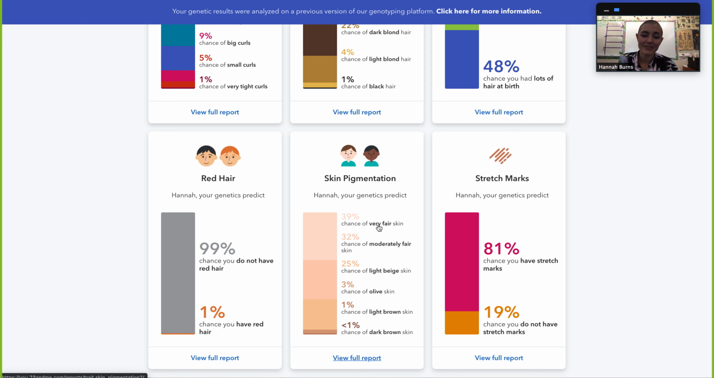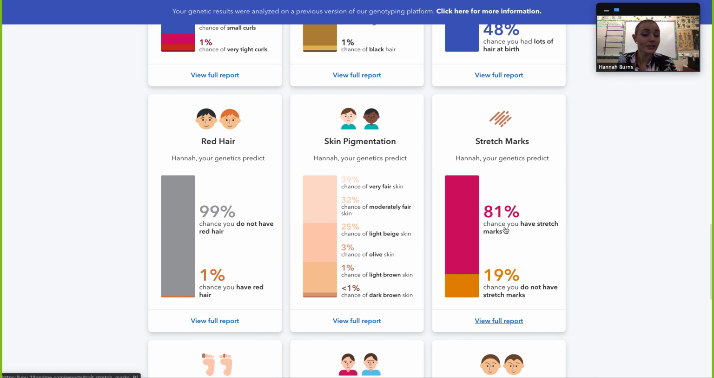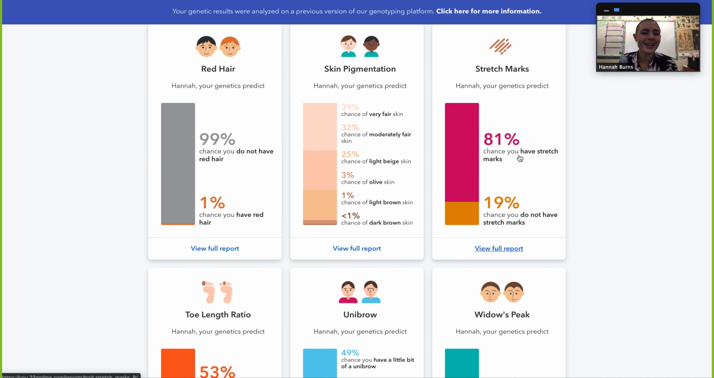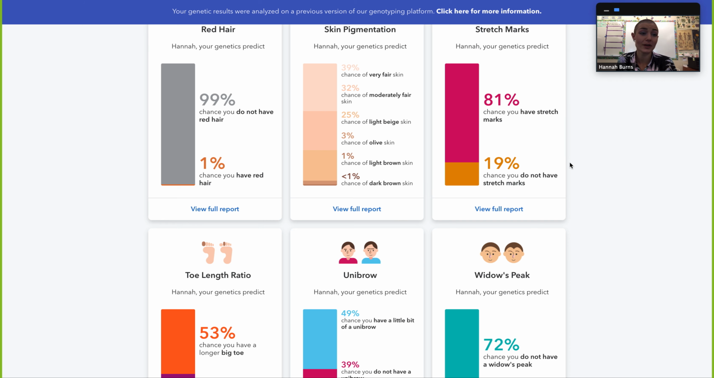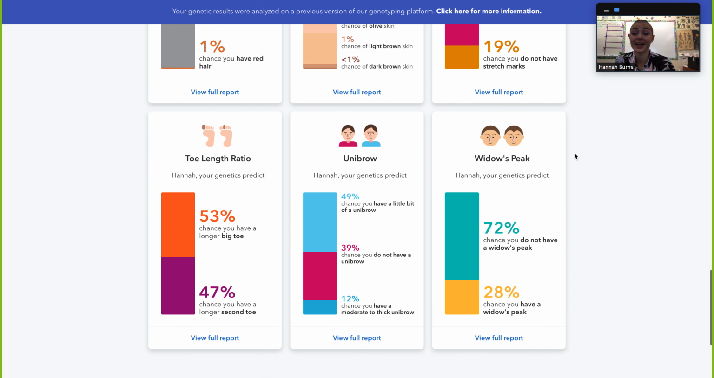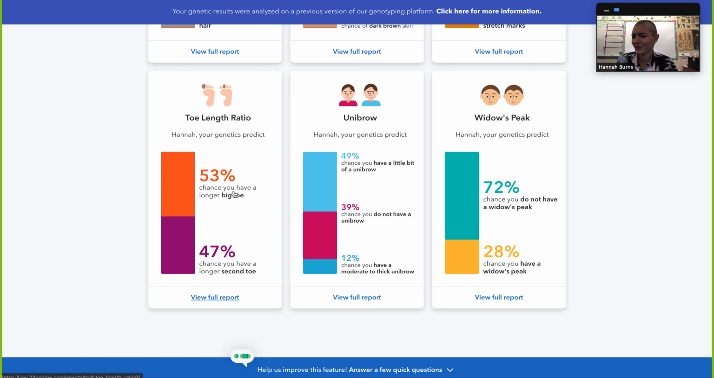I don't have very fair skin. I actually am decently tan for being pretty much Northern European. I tan really fast too. So I'm sure if I spent a lot of time out of the sun, I'd probably be pretty fair, but I don't burn easily at all. I do have stretch marks because I had a growth spurt, and you get stretch marks when you have a growth spurt. That's just something that happens. I'm not going to show you guys my toes, but I think I have a longer big toe.